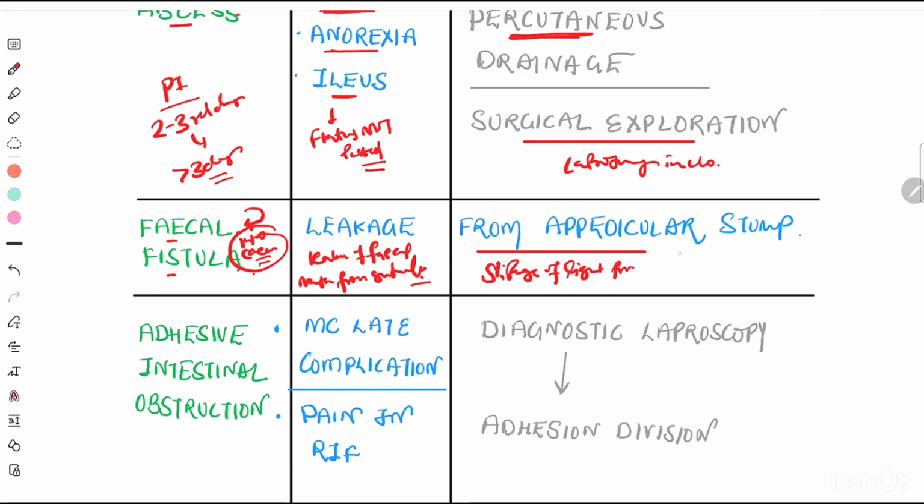or there can be slippage of the ligature from the appendicular stump. Before cutting the appendix, we tie a suture here and here, and we cut the appendix between these two sutures. If this suture slips away, there will be leakage of fecal matter from the base of the appendix, and it can be a cause of fecal fistula. So there can be two causes of fecal fistula. Firstly, the surgeon, during the repair of the peritoneum, mistakenly pricks the cecum, or there can be a slippage of the ligature from the base of the appendix, which leads to the formation of fecal fistula.